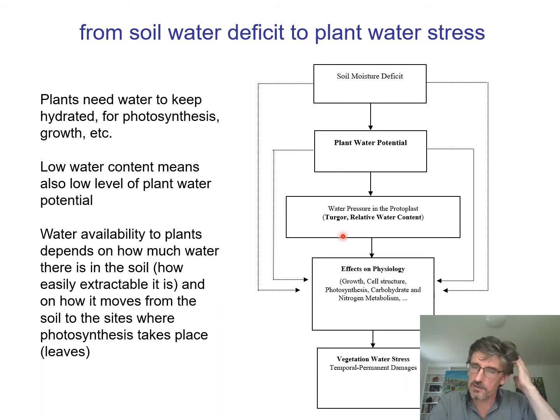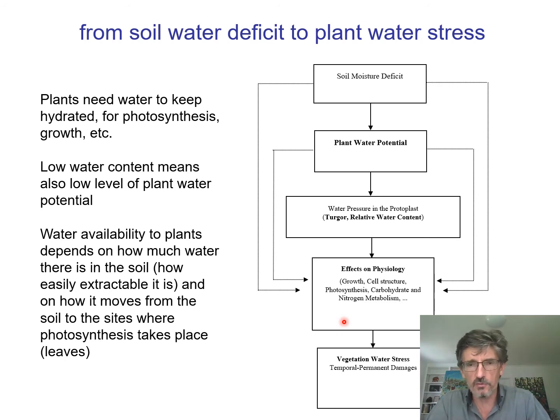And this creates lots of trouble at the cell level. Stomata begin to close. The protoplast, the inside of the cells, of course also reduces the plant water potential, which means that the pressure potential tends to become lower, the turgor becomes lower, and so the cells become deflated and start shrinking. This has huge effects on physiology. Growth is reduced, the cell structure is changed, photosynthesis is impaired, for two reasons.